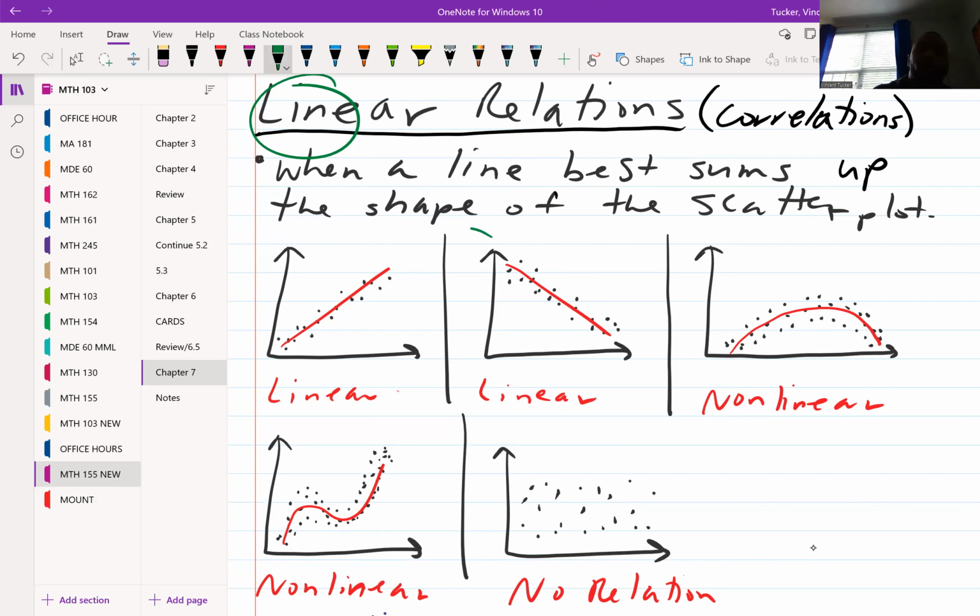So the first two are examples of a linear relationship. The next two are nonlinear. Just because it's not linear doesn't mean that it doesn't have a pattern. So sometimes there is a pattern there, it's just not a linear pattern. And then this is considered no relation at all.